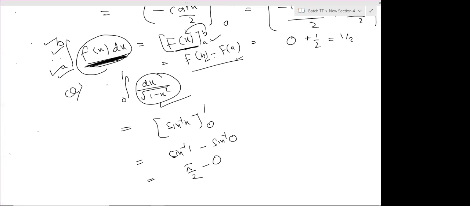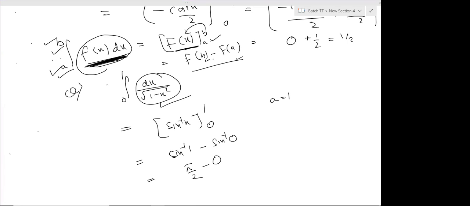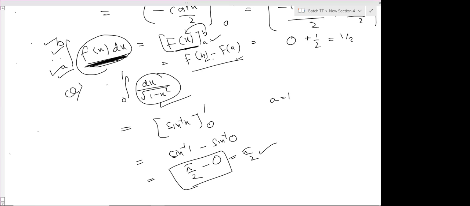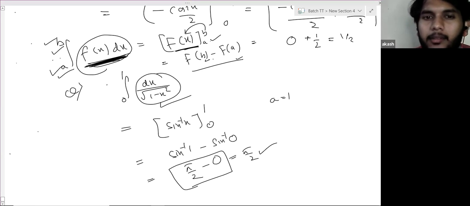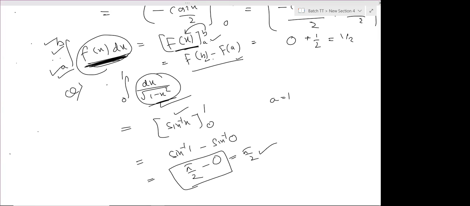This is the answer. Sir, I did it with the formula for under root a square minus x square. All right, put the value of a as 1. I got pi by 2. So this is the final answer, pi by 2. So this method is also correct, right? Absolutely. You can use that formula, but this one we know directly: the differentiation of sine inverse x is 1 upon under root 1 minus x square. All right? Okay, sir.